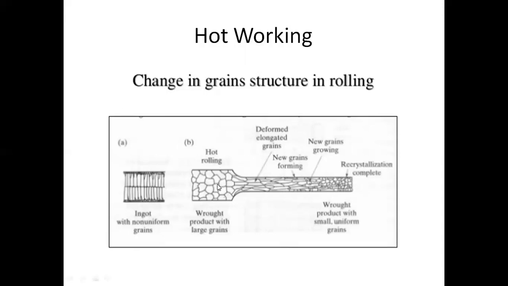You see this picture. This is a big grain, and it passes through the roller, then deforms into elongated grains, and new grains grow. So recrystallization is completed. So this is called hot rolling.